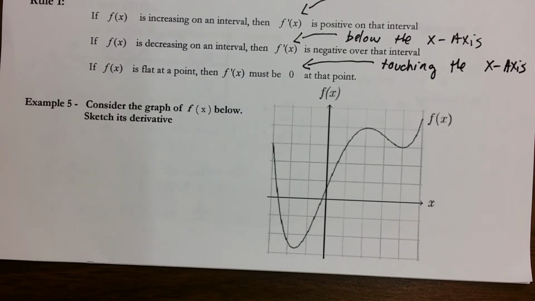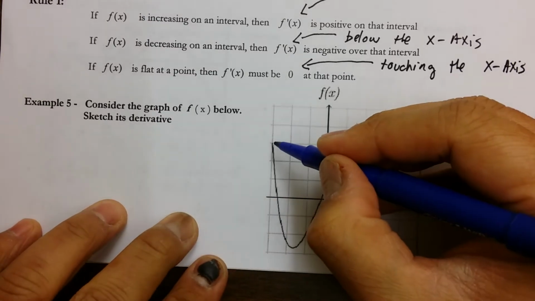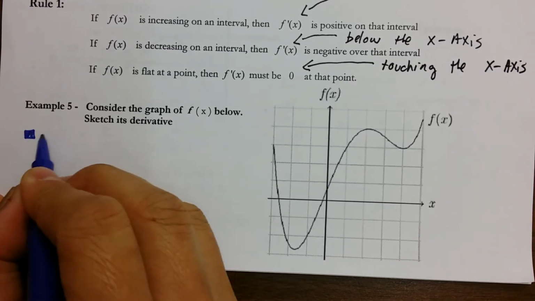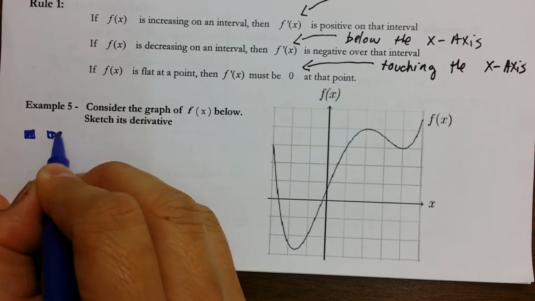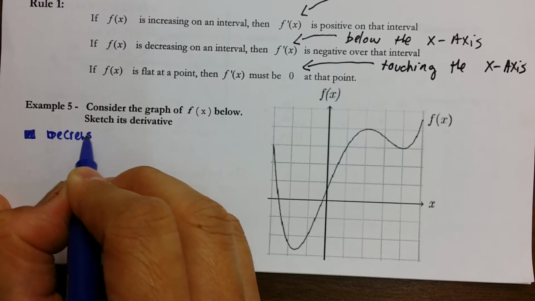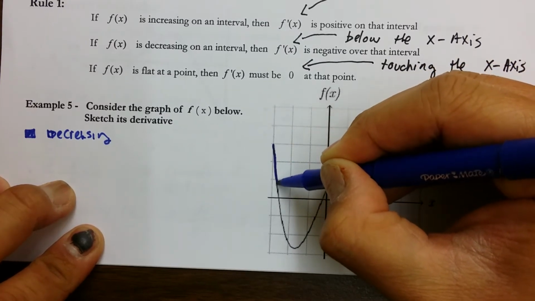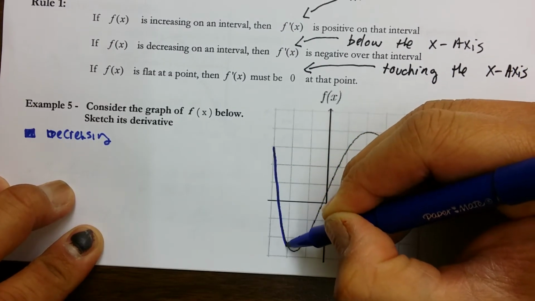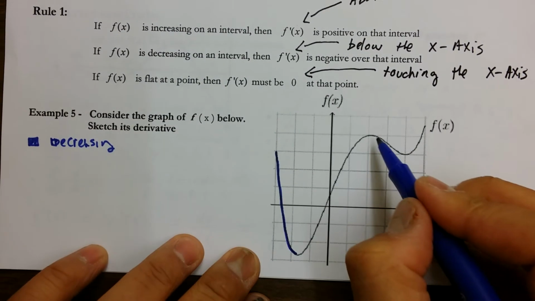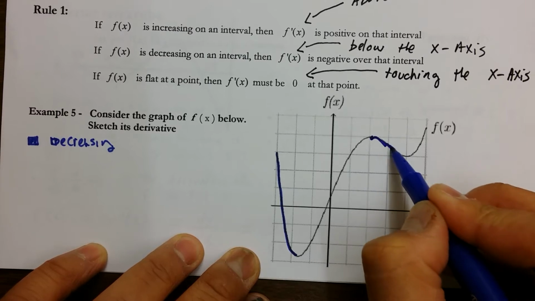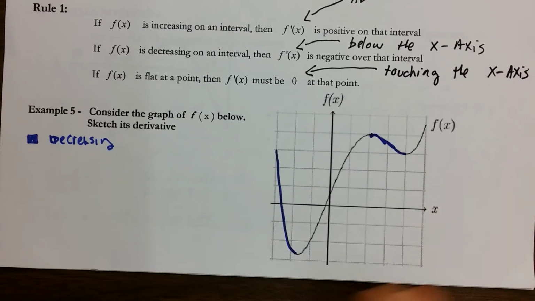The way we sketch our first derivative is we start out by identifying where the graph is increasing and decreasing. So I'm going to use the color blue to represent decreasing. So check this out, guys. This is where the graph is decreasing. That's where the graph is decreasing. This is also where the graph is decreasing. Okay, good. So we kind of identify that.